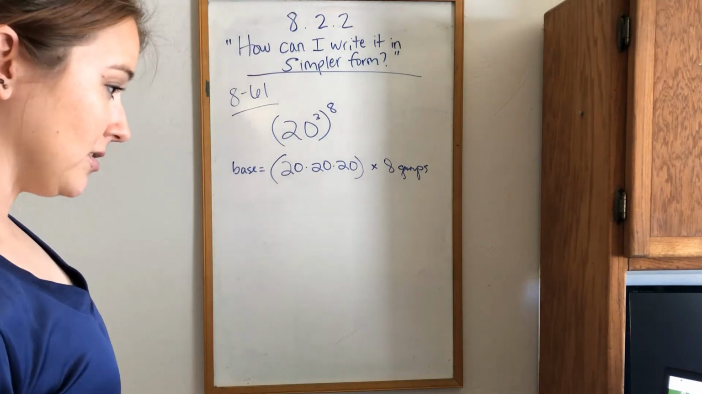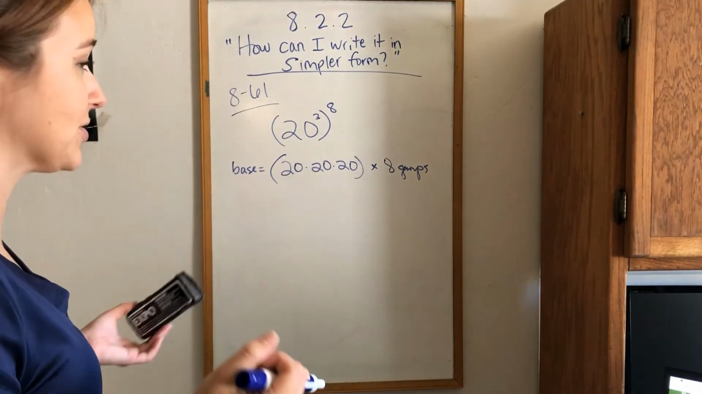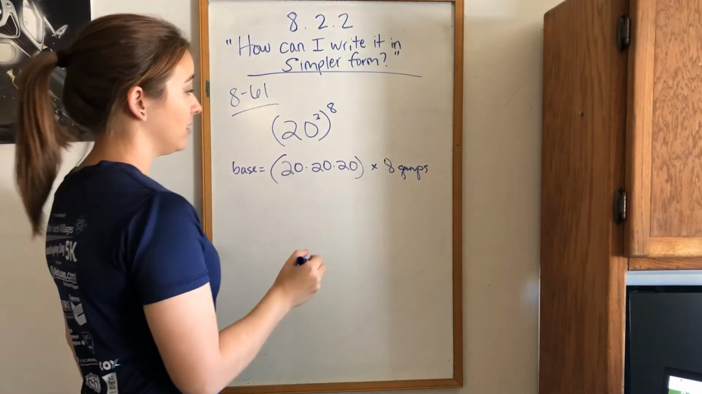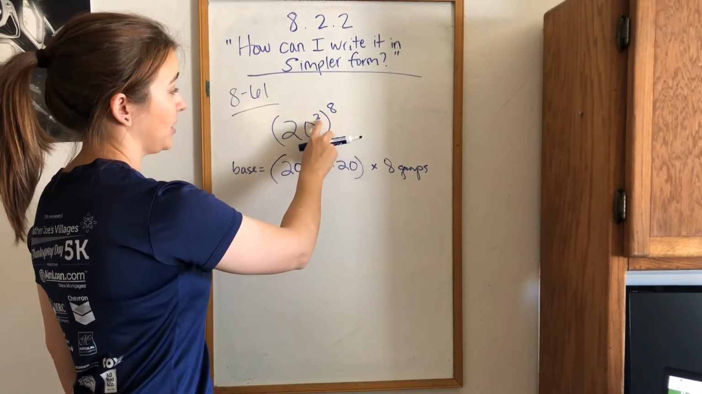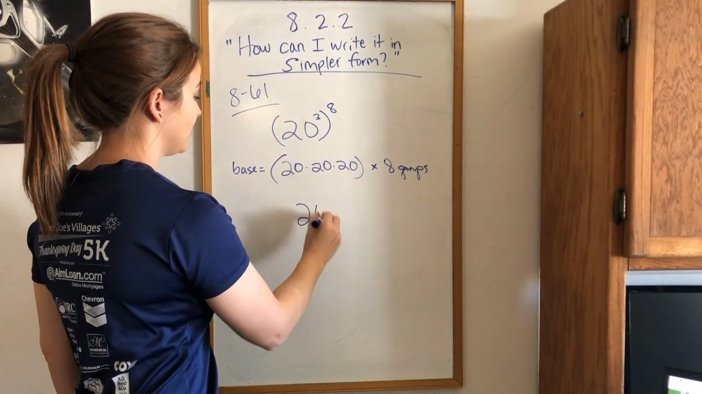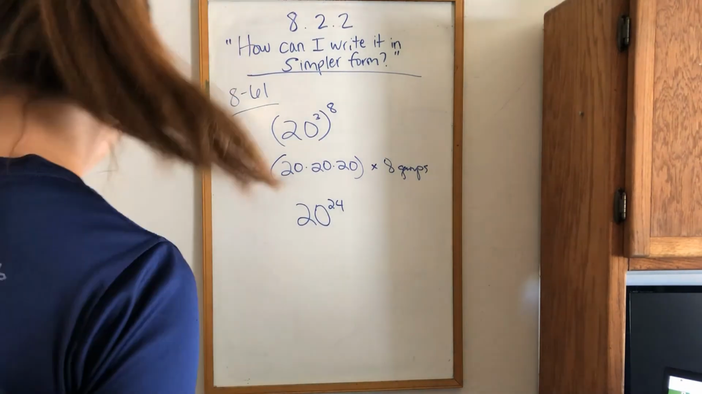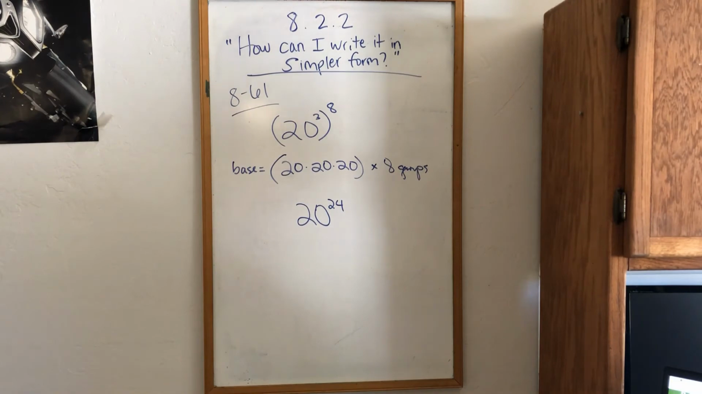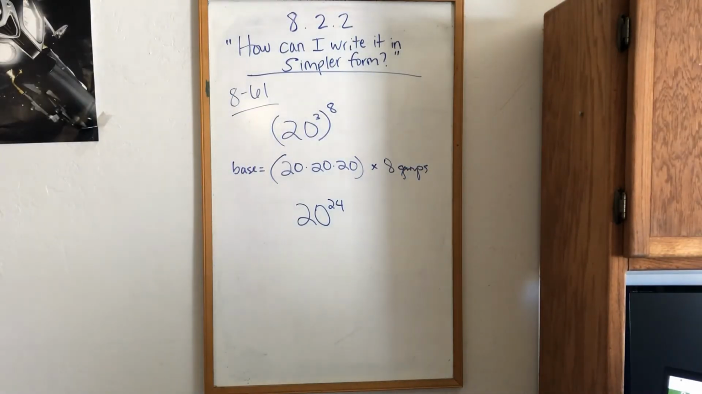So now it says, use the expression you visualized to help you rewrite it in simplified form. What's our trick that we just talked about for the pattern? Well, instead of writing it all out, we can look at the exponent and the exponent that is being raised, and we multiply them. So keep the base and multiply your exponents. You get 8 times 3 is 24. So 20 to the 24th power would be the simplified version of that.